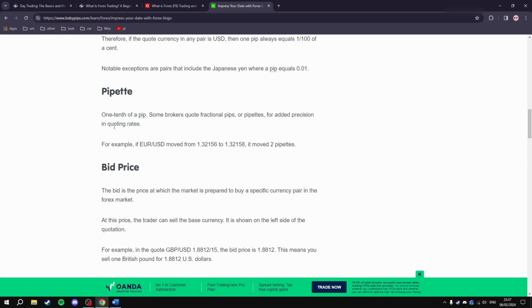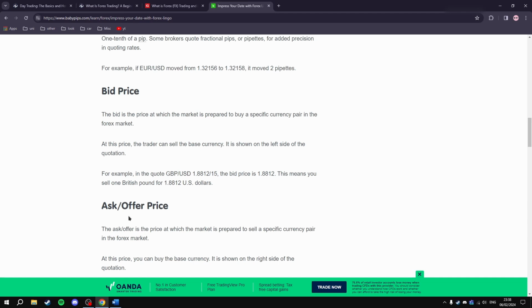Pipette, 1/10 of a pip. Some brokers quote fractional pips, or pipettes, for added precision in quoting rates. For example, if EUR/USD moved from 1.32156 to 1.32158, it moved 2 pipettes.